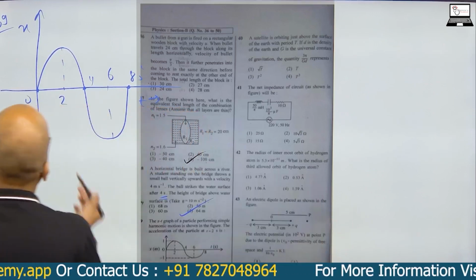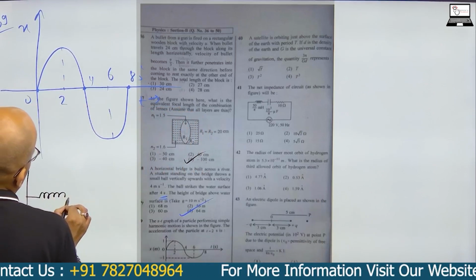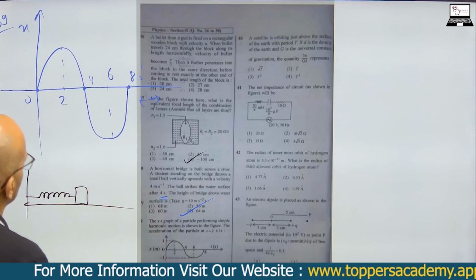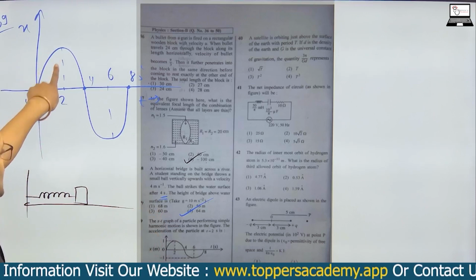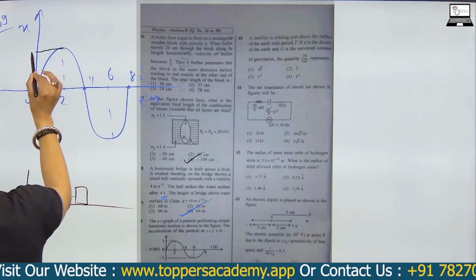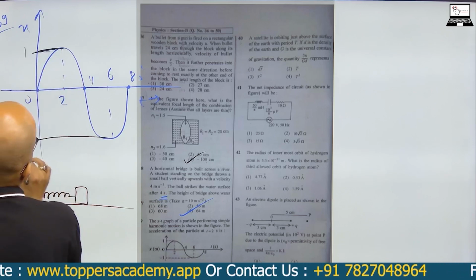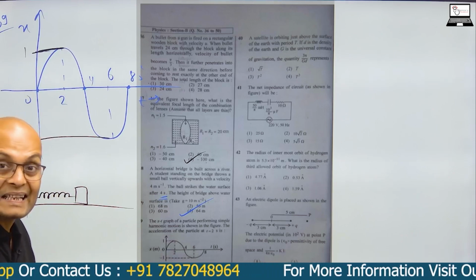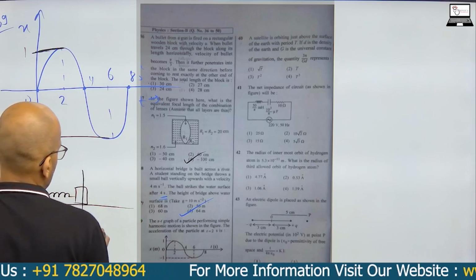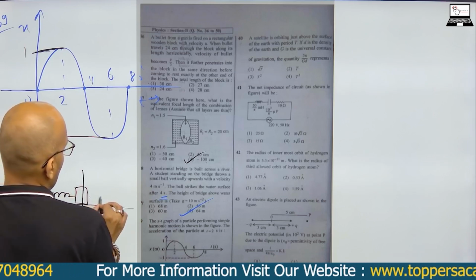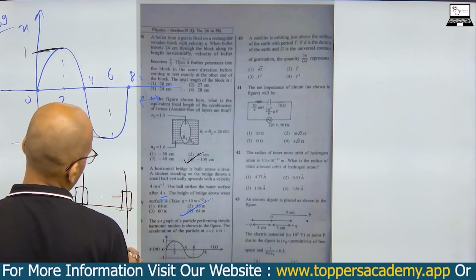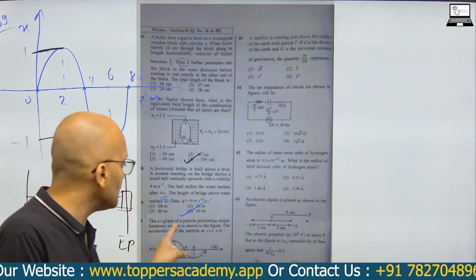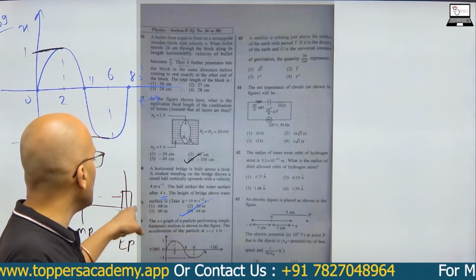SHM, this is our favorite spring block system. Let us draw a spring block. This is the mean position. Now you see at x equals 2, the body is present. The body has performed its maximum displacement. Maximum displacement means the body is present at the extreme position. They are asking what will be the acceleration of the particle at the extreme position.